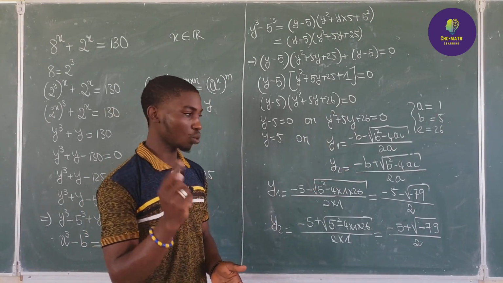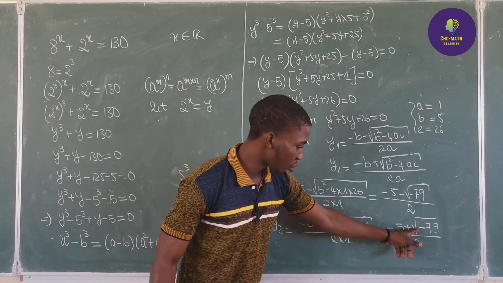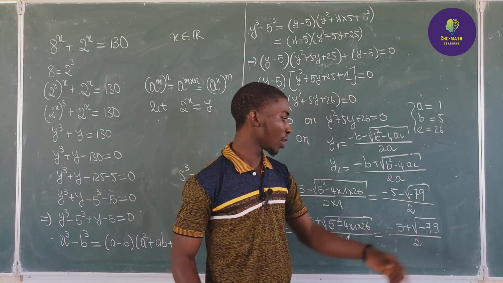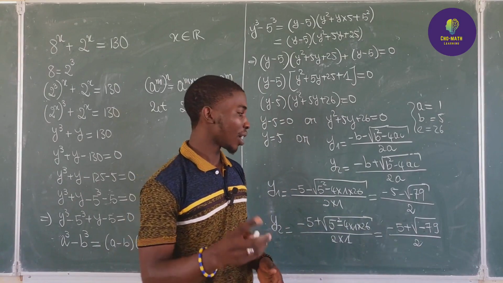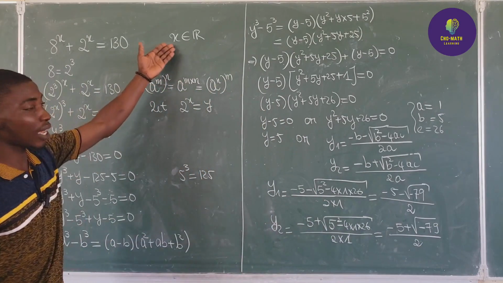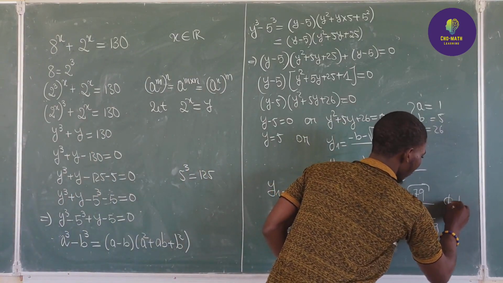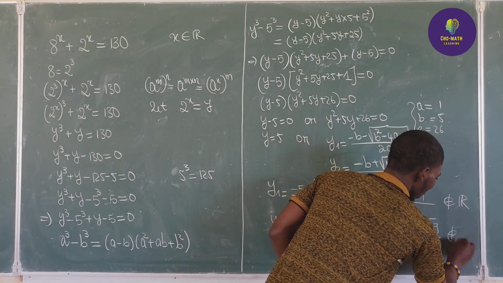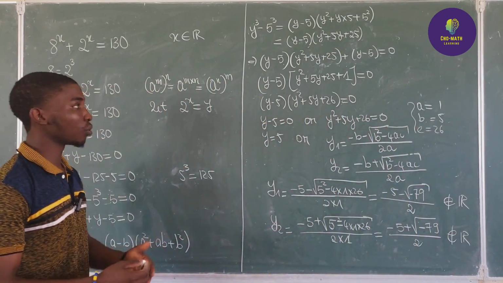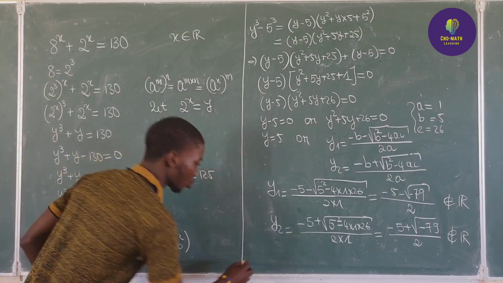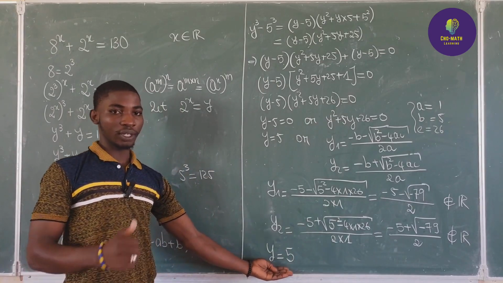There's one thing we need to notice here. We have a square root of a negative number. When we have a square root of a negative number, we're talking now of an imaginary number. And remember that we're solving for x, a real number. So this is not a real number, and this also is not a real number. So the only possible value of y here is y = 5.